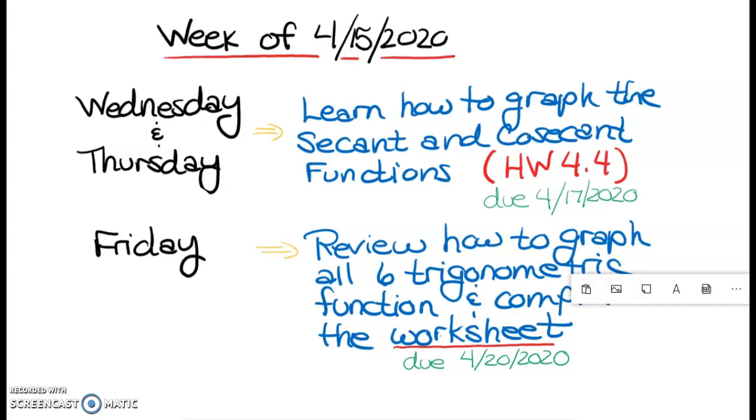And then on Friday, the assignment for the day will be to review how to graph all 6 of the trigonometric functions and complete the attached worksheet. There is a worksheet that I put up on that assignment that will be a prep for the test the following week. So please do that assignment, and that worksheet will be due on Monday, 4/20.